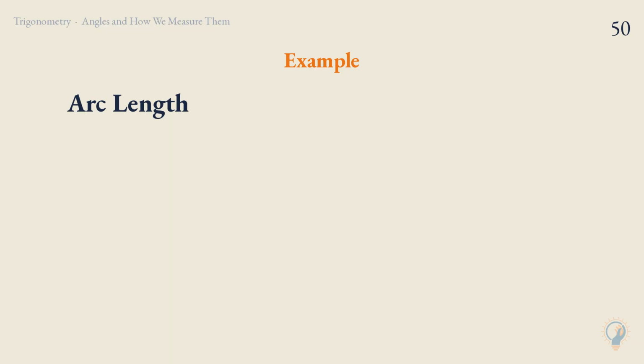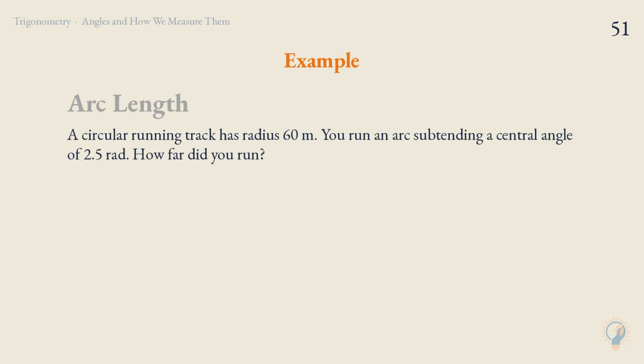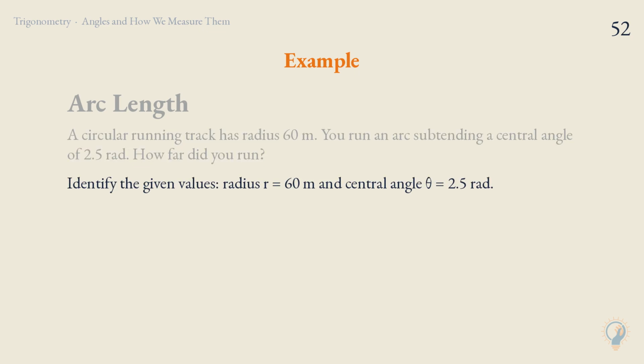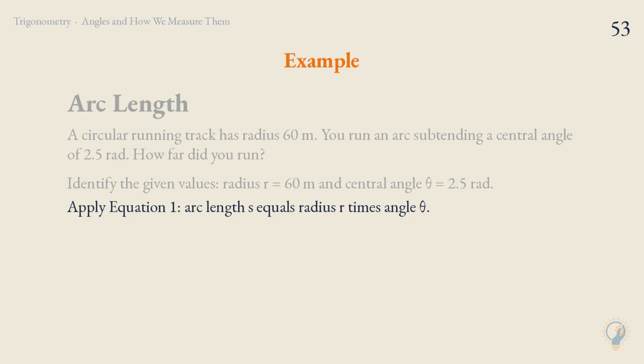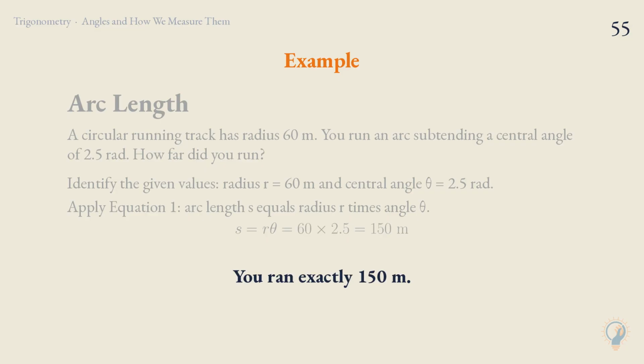Worked example. Arc length. A circular running track has radius 60 meters. You run an arc subtending a central angle of 2.5 radians. How far did you run? Identify the given values. Radius r equals 60 meters and central angle theta equals 2.5 radians. Apply equation 1. Arc length s equals radius r times angle theta. s equals 60 times 2.5, which equals 150 meters. You ran exactly 150 meters.